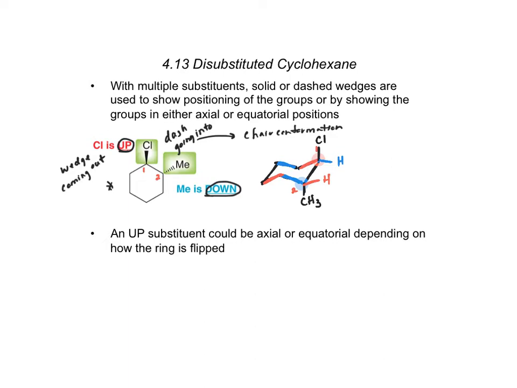The down position for carbon 1, though, if it was a wedge, is the equatorial position, because the up is the axial. And what about for carbon 2? Carbon 2, if it was a wedge, is still down. For carbon 2, that down position is always the axial. Okay. For carbon 1, that up position is always the axial.